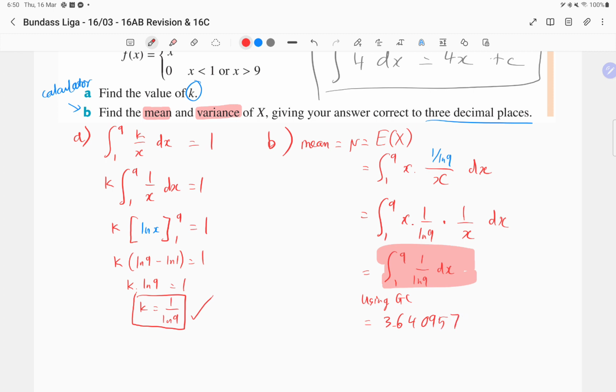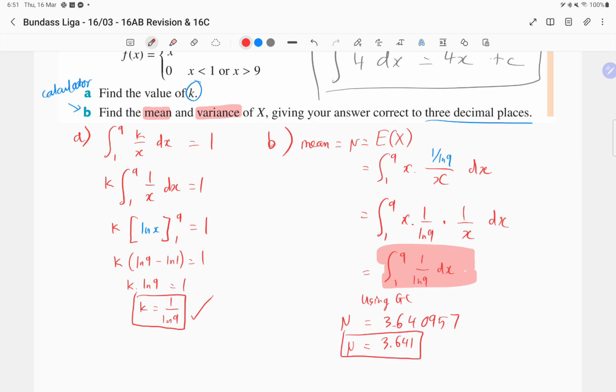3.640957. The reason why I'm writing more decimal places is, Emily, why am I writing more decimal places here? Why do you think I'm using more decimal places, even though they asked for 3 decimal places? Why do I need more here? And yes, I do write the final answer as 3.641. I highlight this, but why do I write more decimal places first?